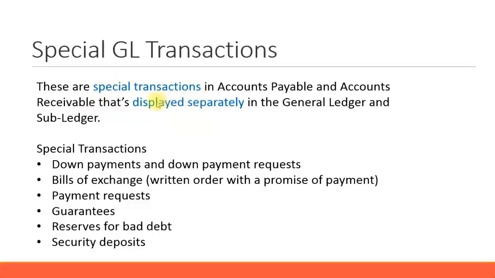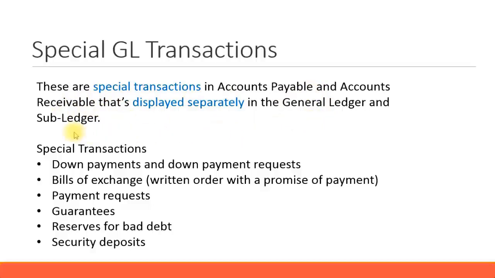Now let's look at the keywords here. They are special transactions. Now we'll see what those special transactions are later in this slide. In accounts payable, which is dealing with your vendors, and accounts receivable, which is dealing with your customers, that is displayed separately. So it's not part of your normal financial statements. It's going to be displayed in a separate line item in the GL and the sub-ledgers. You know, the sub-ledger is your accounts payable and accounts receivable. General ledger is your main ledger.